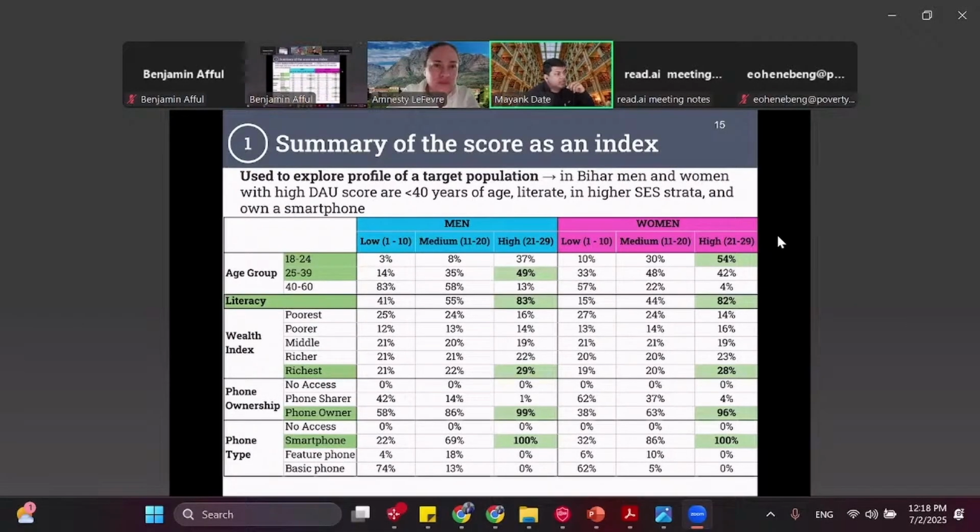So the DAU index is created by grouping the populations into three levels based on the scores. So we have the low, medium, and high bin for each of these individuals. And this is useful to explore the profile of a target population. In this case, we wanted to see who are the respondents in Bihar that fall into the highest level of digital access and use. And what we see is that these are usually individuals under the age of 40 who are literate and in a higher SES strata, and who own smartphones.